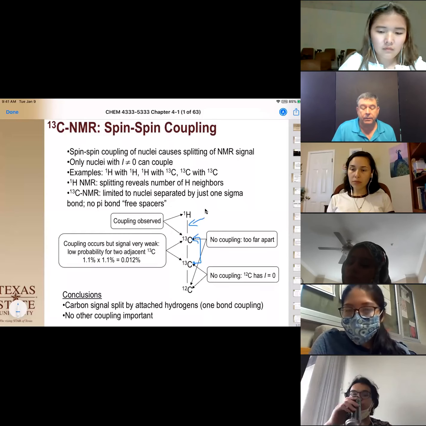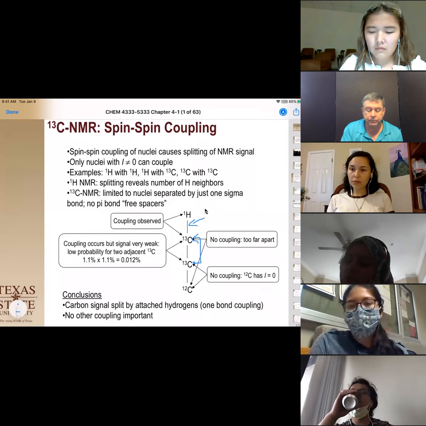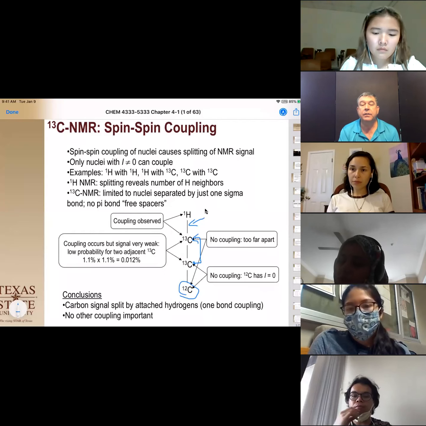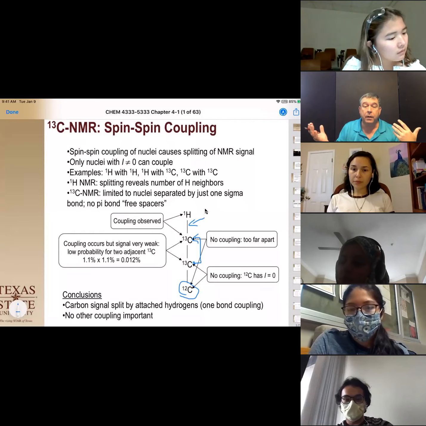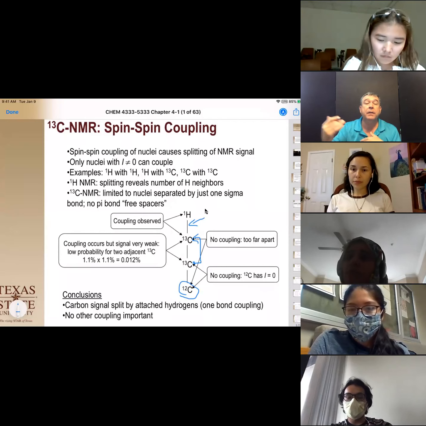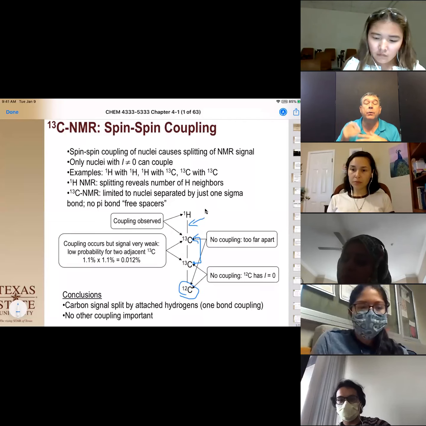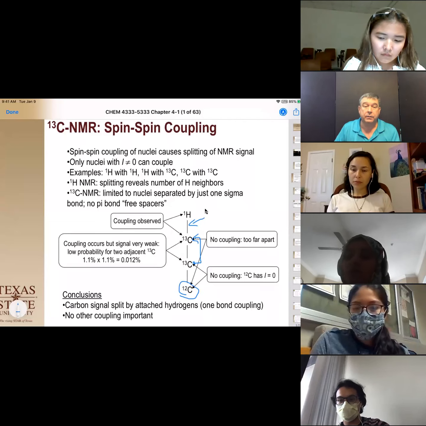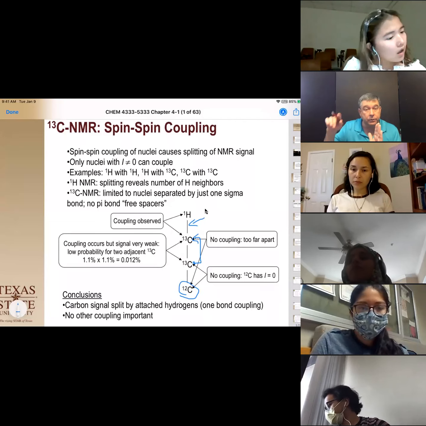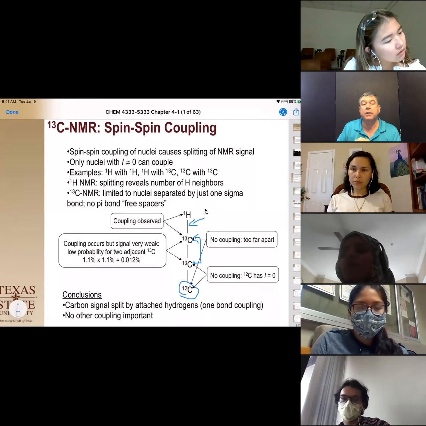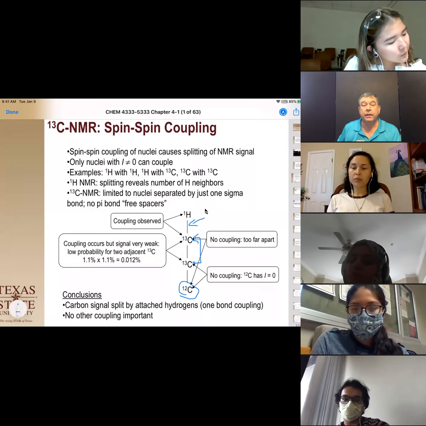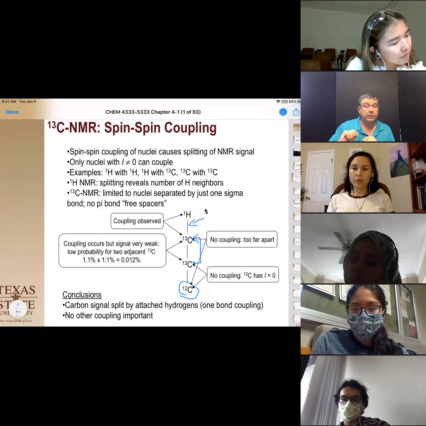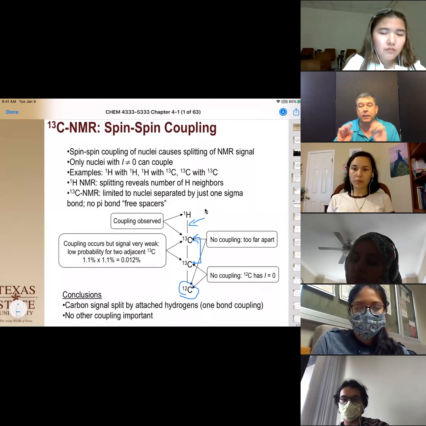Okay. Now, notice that because we don't have spin in carbon-12, carbon-12 and carbon-13 don't spin couple. And they don't spin couple through more than one bond. So unlike hydrogen, which we see 2 and 3 bond spin couplings, carbon only does it through one bond. Okay, and that's one sigma bond. Okay, not a pi bond.